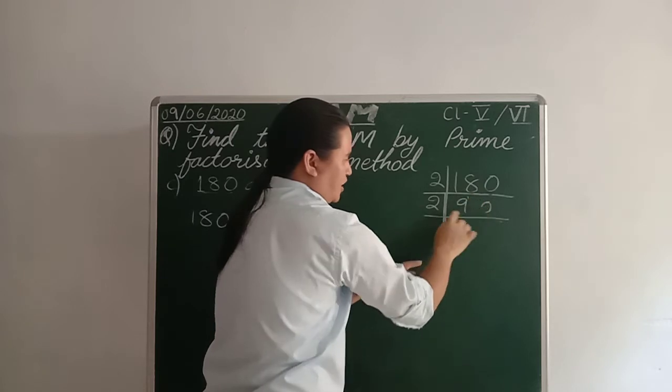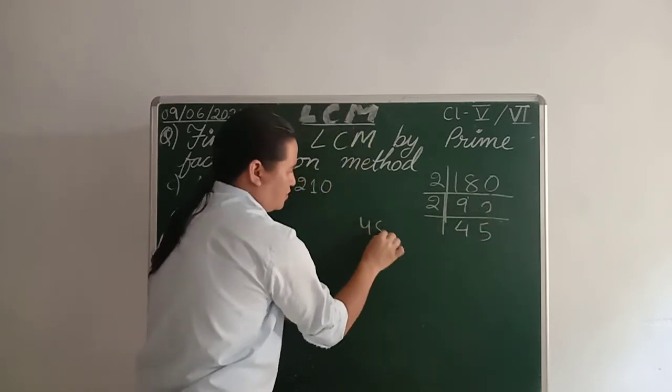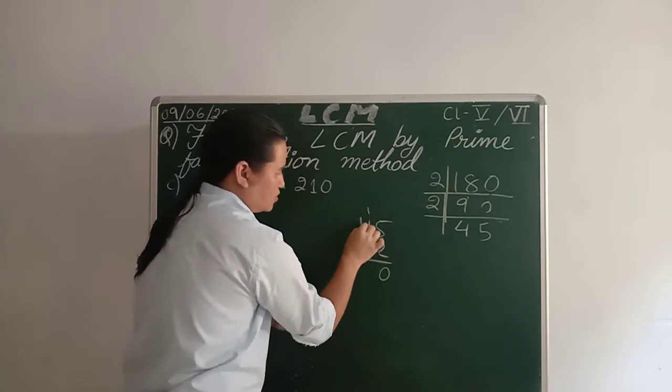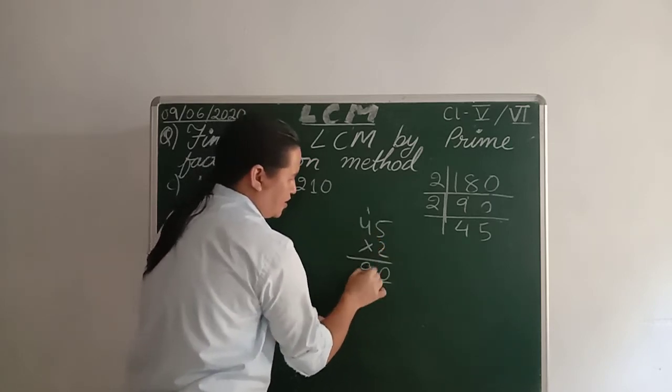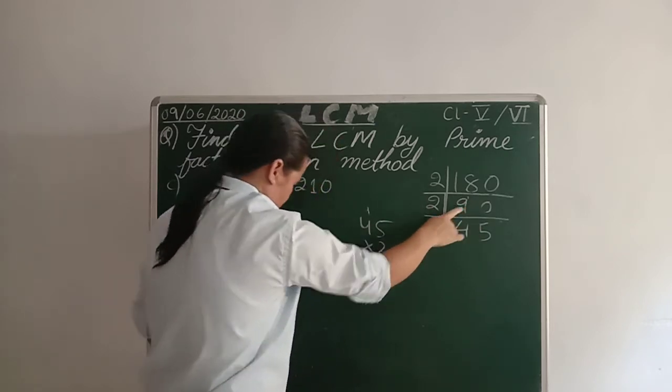So 1 and 0, 10. So 2 how many times? 2 5s are 10. If you multiply 45 by 2, 2 5s are 10, 0 carry 1, 2 4s are 8 plus 1, 9, so 90. That means 2 45s are 90.